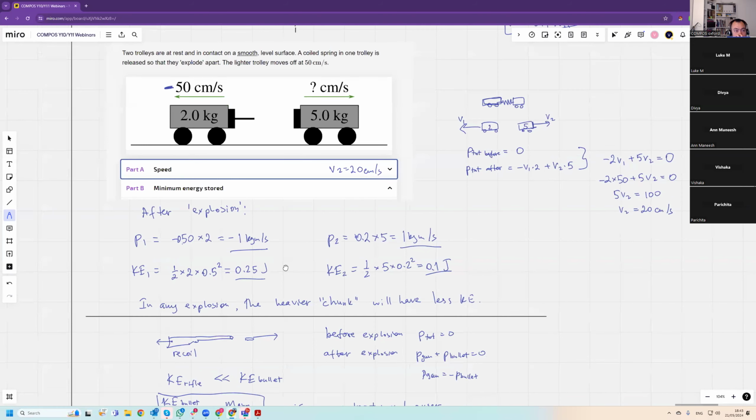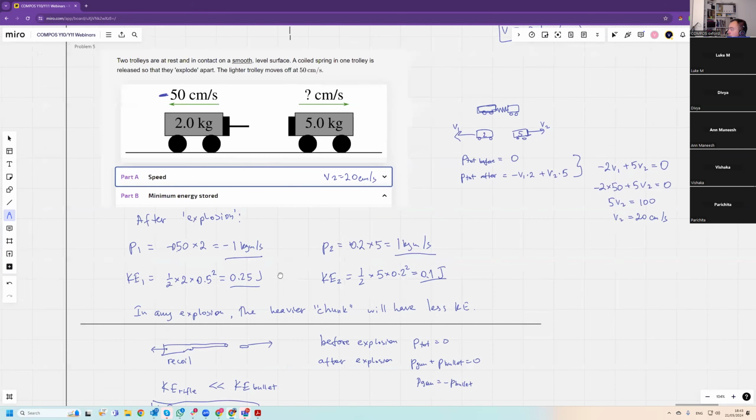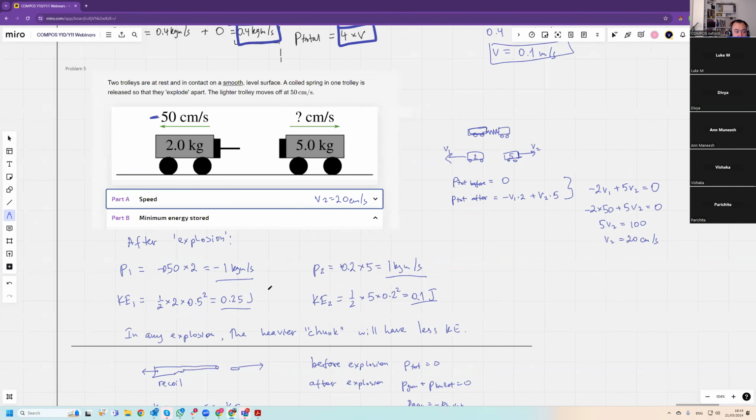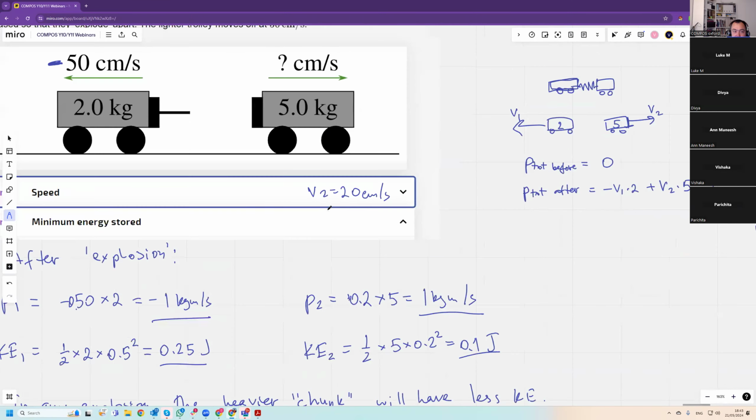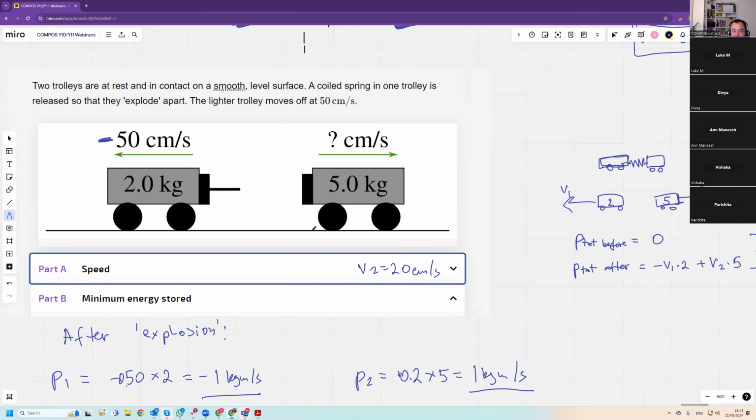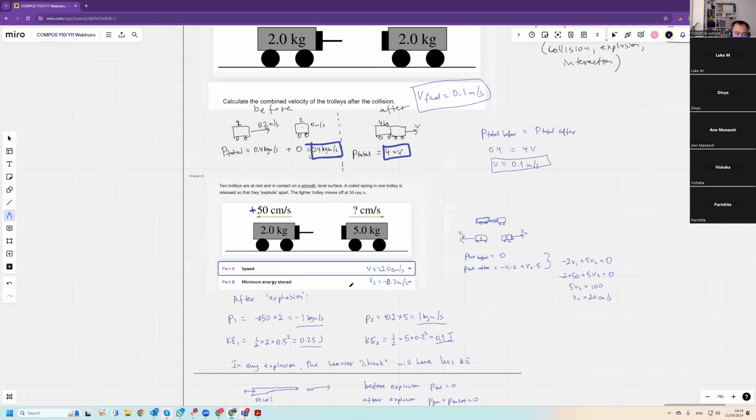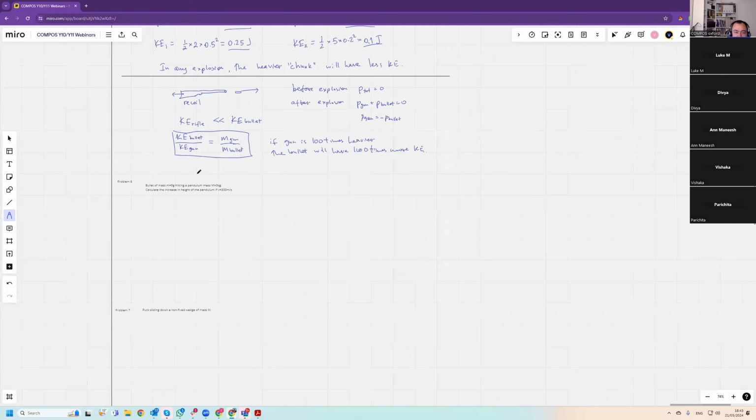Minus 20. Yeah, that would be correct as well. It depends on which direction you choose as positive. You could say that this is positive, then this would be minus 20, or v2 is minus 0.2 meters per second. So both answers are valid, but it depends.